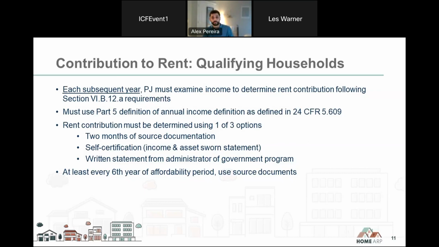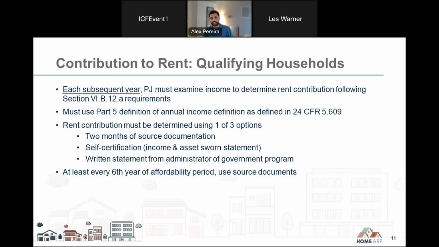First of all, the PJ must use the Part 5 definition of annual income that's found in 24 CFR 5.609. And then when it comes to actually determining the income of the household, the PJ and the owner have 3 options that they can use. First of which is using 2 months of source documentation. So that can be pay stubs or benefit statements, showing that that household has had a certain income in the previous 2 months. Secondly, you can use self-certification from the household.